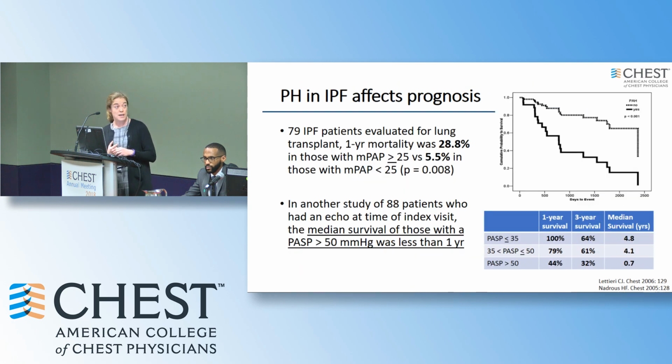And if you have PH and IPF, it definitely affects prognosis. In a study of 79 IPF patients being evaluated for lung transplant, if their mean pulmonary artery pressure was 25 or greater, their 1-year mortality was 28% versus 5.5% in those without. In another study looking at pulmonary hypertension defined by echocardiogram, those with severe PH, defined as a PASP of greater than 50, had a median survival of less than 1 year.